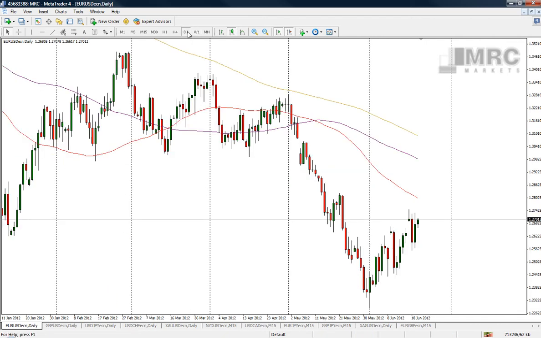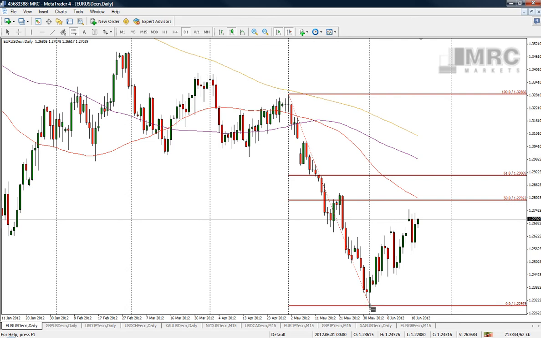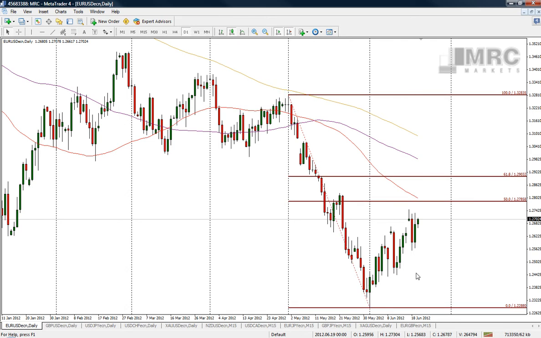In terms of the daily moving averages, 55 is the nearest one, coming in at 1.2808. And it looks like we're starting to bounce up a little bit. So in terms of the fibs that I'm focusing on, this fib here, from the highs to the lows, a lot of long-term players will be looking to sell at one of the 50% or the 61.8, I would suspect.